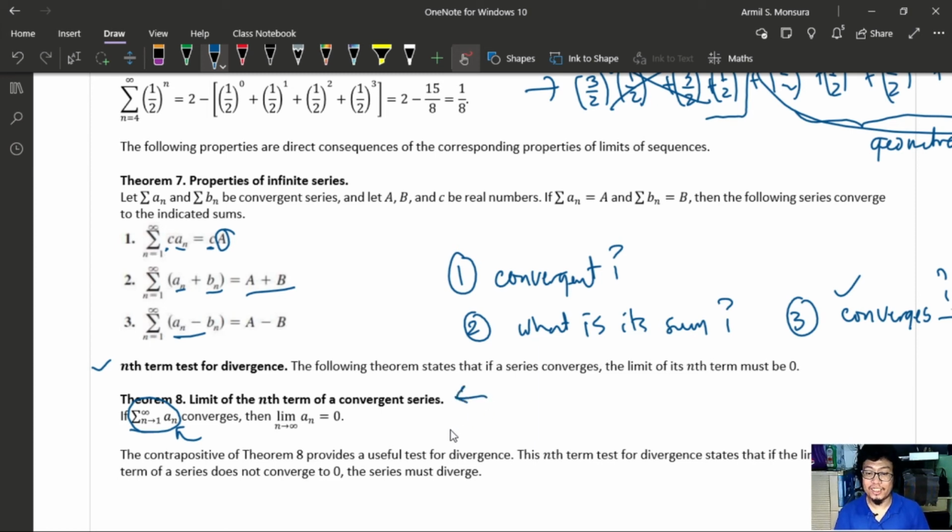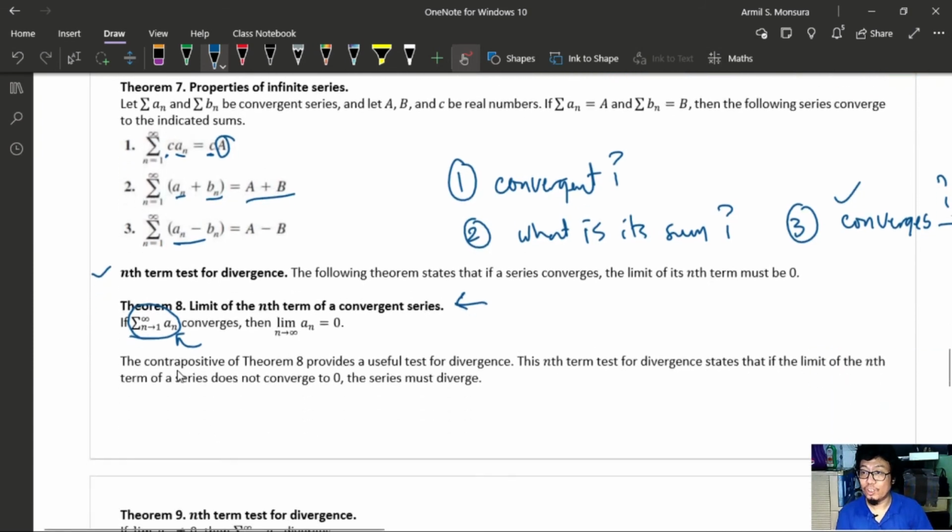But this is not really the essence of what we are trying to determine here. The contrapositive of theorem 8, its converse, is what will be used to test whether a series is divergent. That's why this topic is called the test for divergence. It says that if the limit of a_n as n approaches infinity is not equal to 0, then the series must diverge.